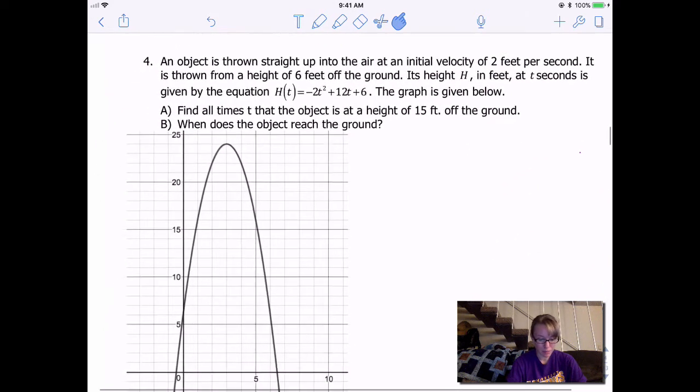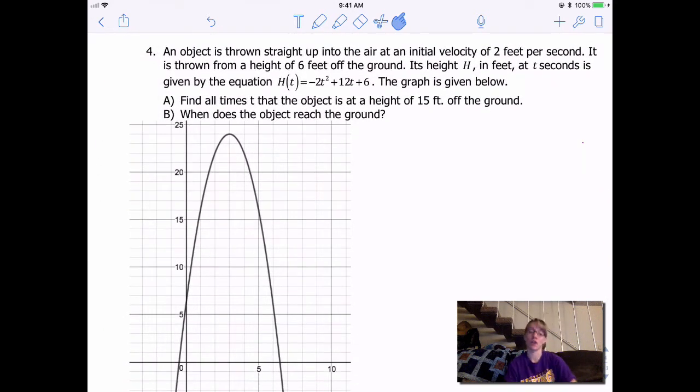Now these are the problems you'll actually be dealing with on your homework. So number 4, they say an object is thrown straight up into the air at an initial velocity of 2 feet per second. It is thrown from a height of 6 feet off the ground. Its height h in feet at t seconds is given by the equation h of t equals negative 2t squared plus 12t plus 6. So all of that beforehand was just getting to this point. This is what I want you to look at. The graph is given below.